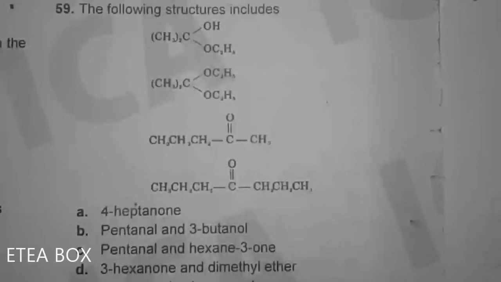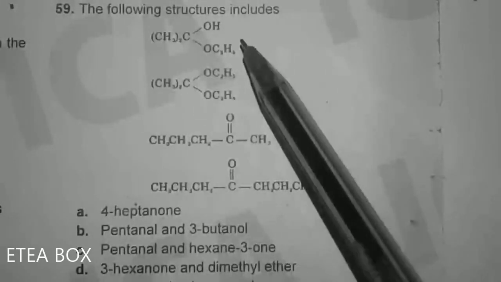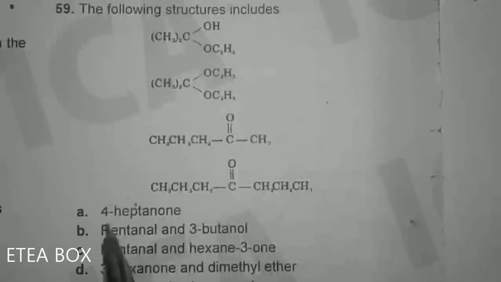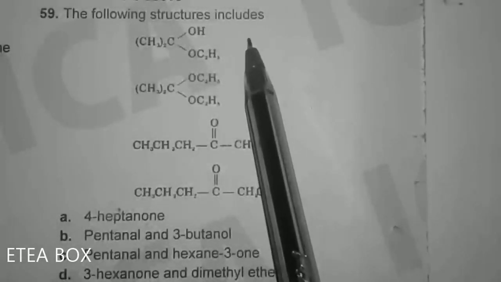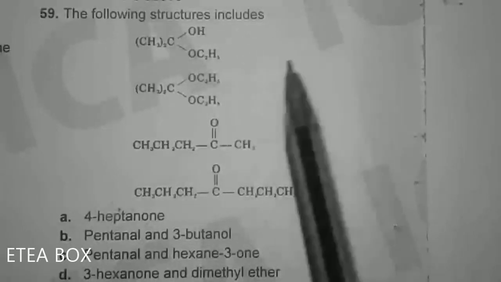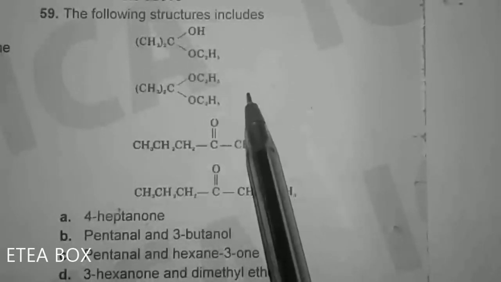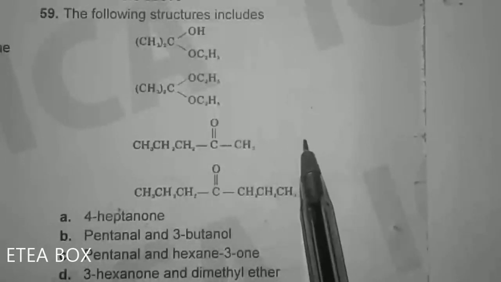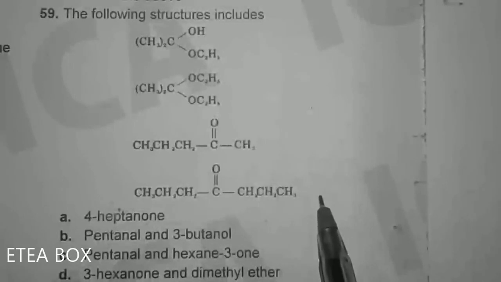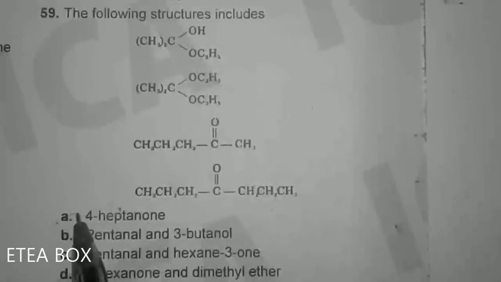The following structure includes, now look here, the structures are given. Now you have to recognize whether the name of these structures is present in these options or not, so you have to find out the correct one. This first structure is called 2-ethoxy-2-propanol. This one is called 2,2-diethoxypropane. This one is called 2-pentanone, and this one is called 4-heptanone. So 4-heptanone is included, and option A is correct here.